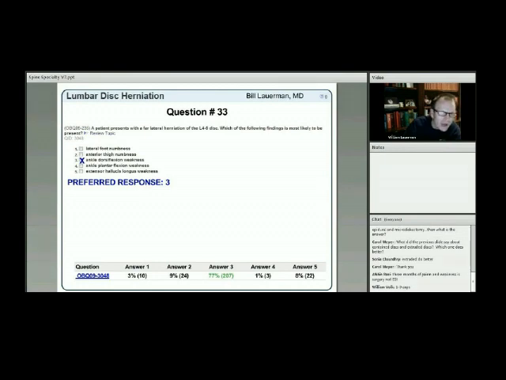The numbness would not really be over the anterior thigh. A number of you answered anterior thigh numbness. It would be over the anterior aspect of the leg or the medial border of the foot. And again, it would not be lateral foot numbness, and it would not be EHL weakness. That's an L5 motor.